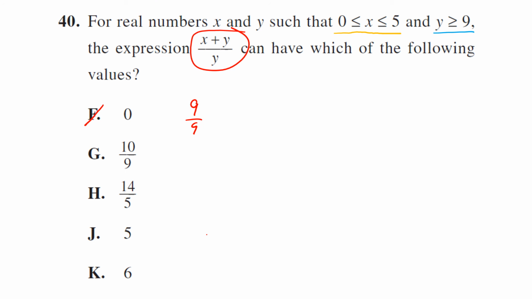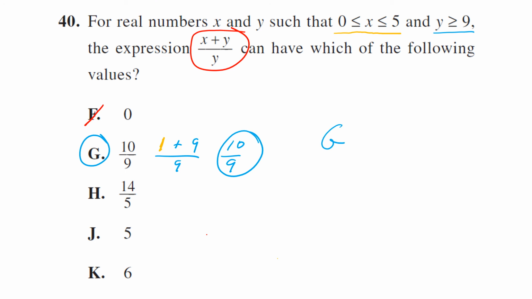Let's look at choice G and see what we have. So what if I had x is 1 and y is, just go with 9, plus 9 divided by 9? Well, that would be 10 over 9, which could be a choice, so our answer has to be G. All right, so I'm just plugging in and playing with numbers, and that came pretty quickly.